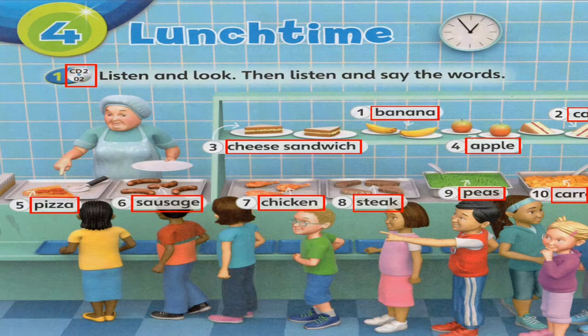Steak! Chicken, sausages, and pizza. Pizza? Yum! Are you hungry, Thunder? Yes, I am. Look at the queue!